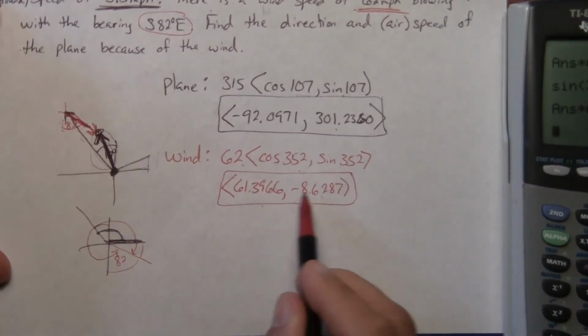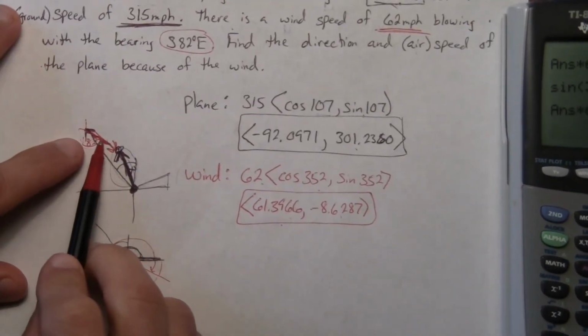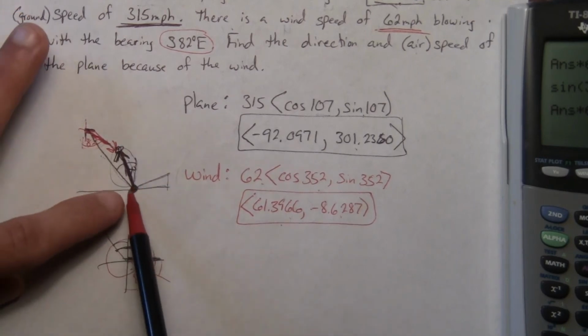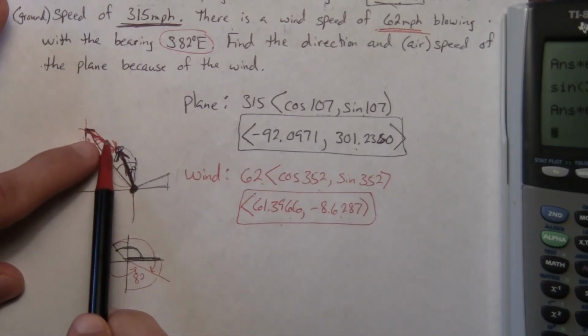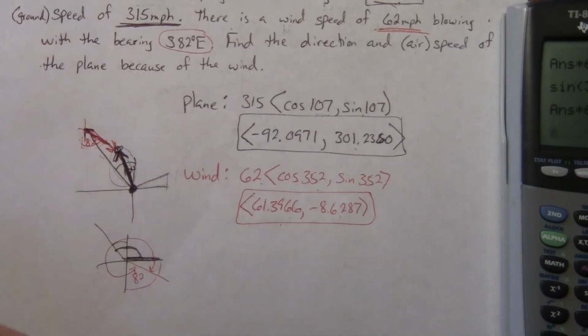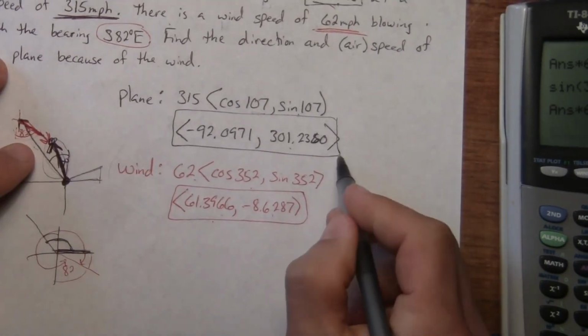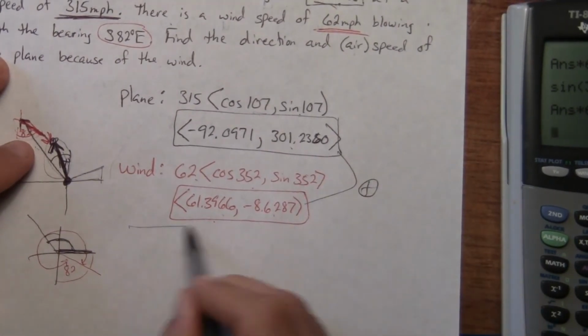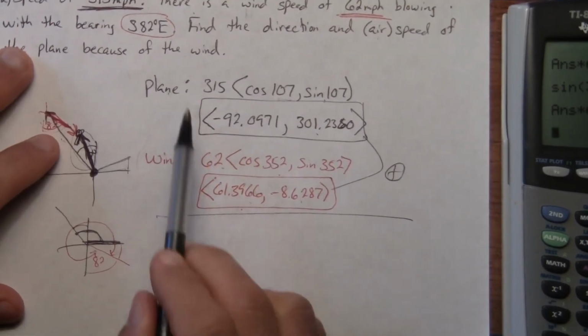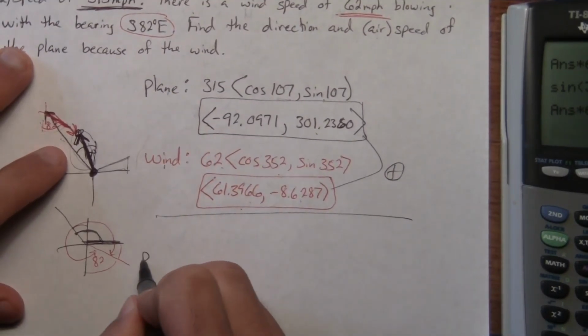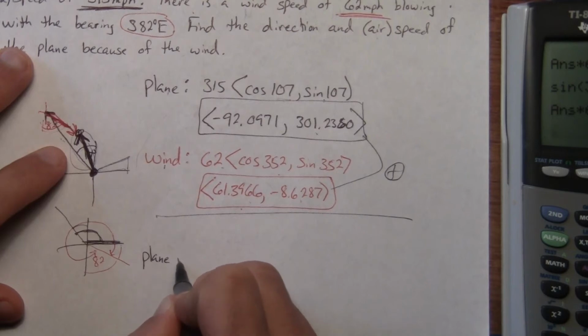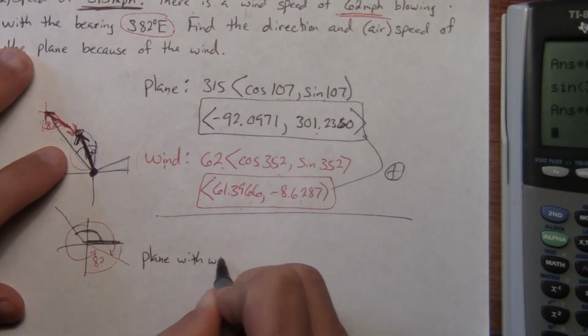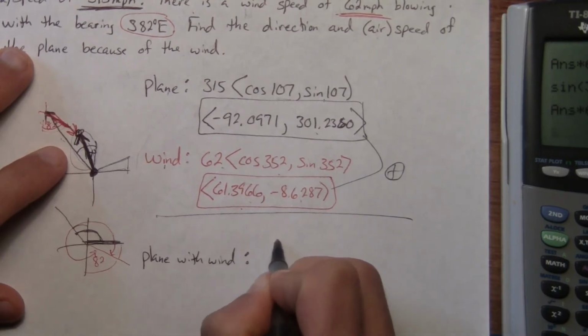And now there's an x and a y value, or components of that vector. And now remember, what are we doing? We're taking this vector plus that vector to get that vector. So I'm going to take these two vectors and add them together. I'm taking the plane plus the wind, and that's going to give me the plane with the wind affecting it. And it's going to give me a vector.